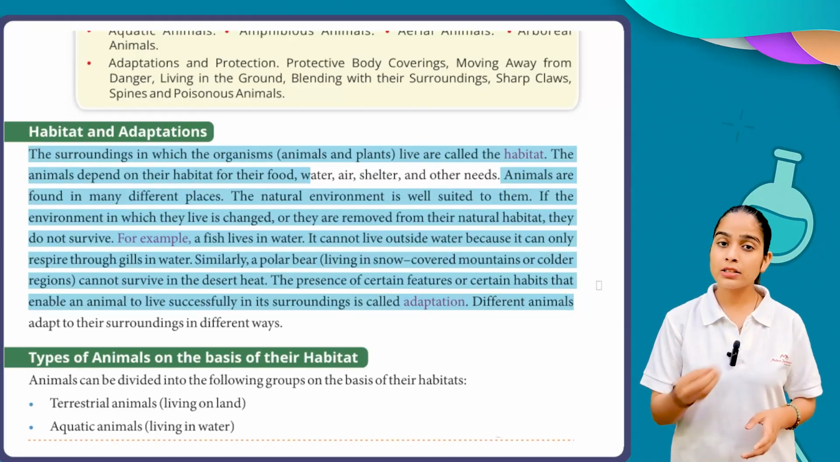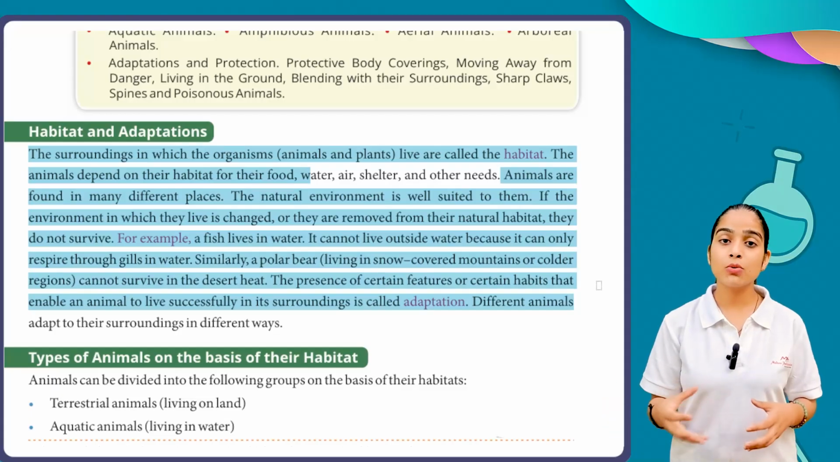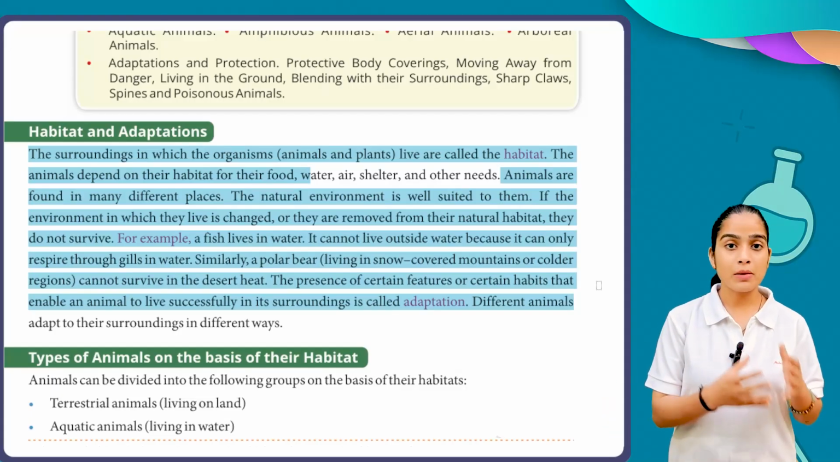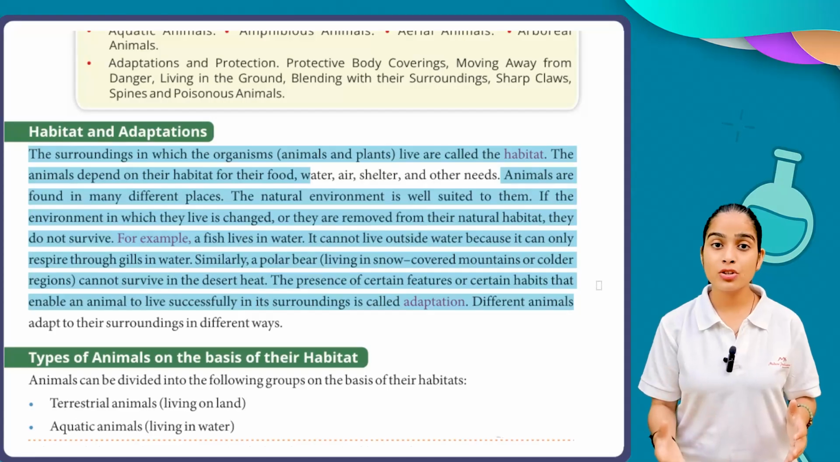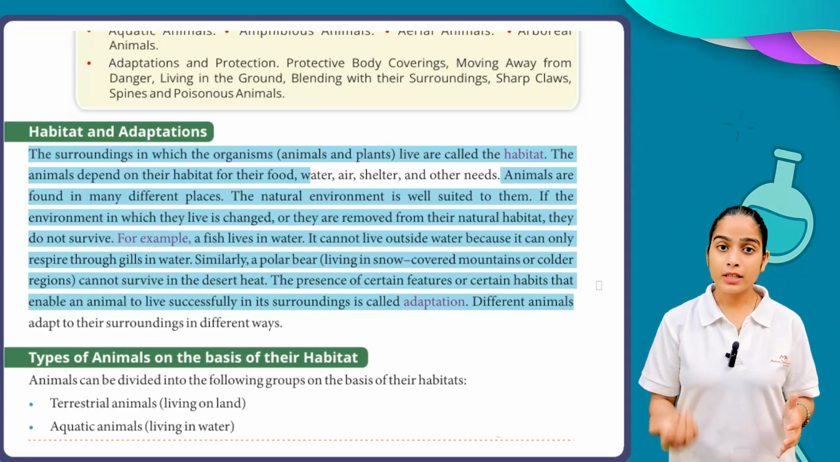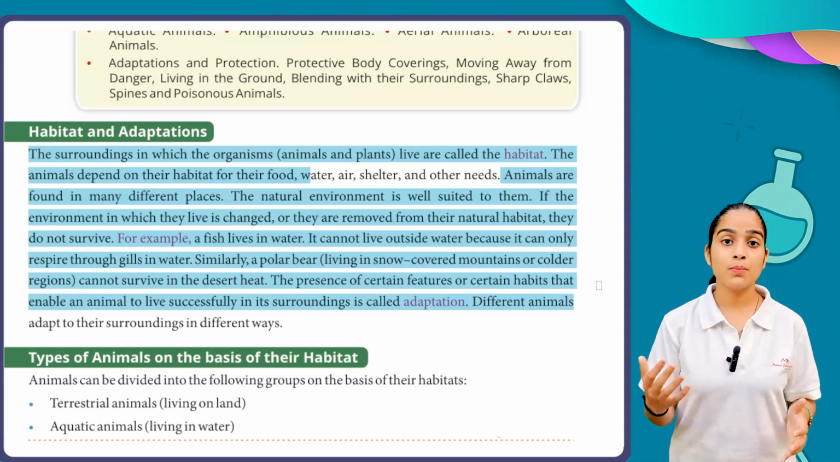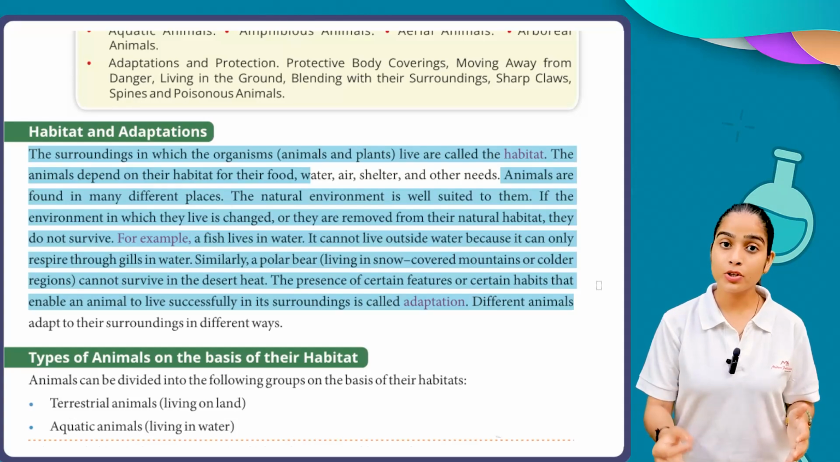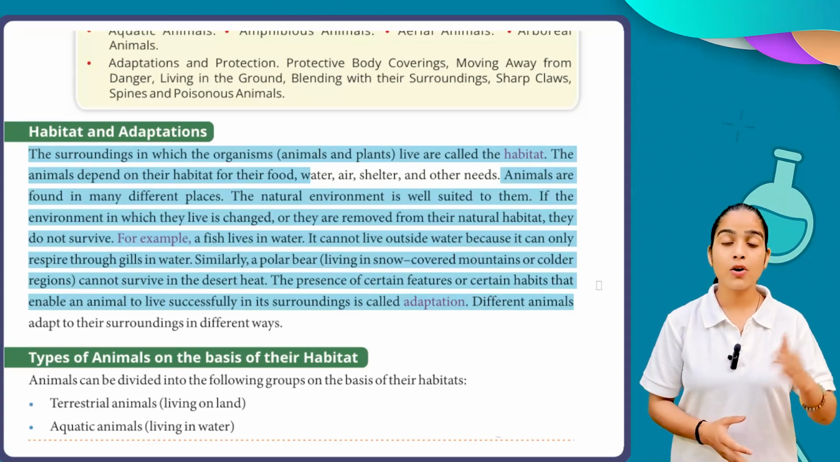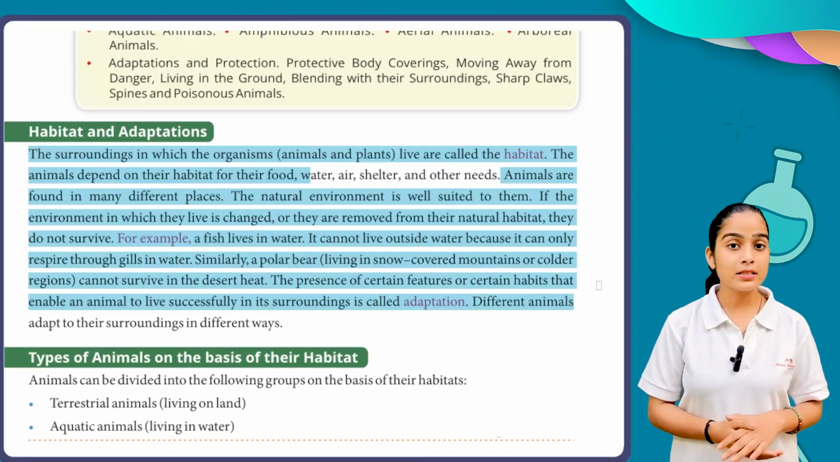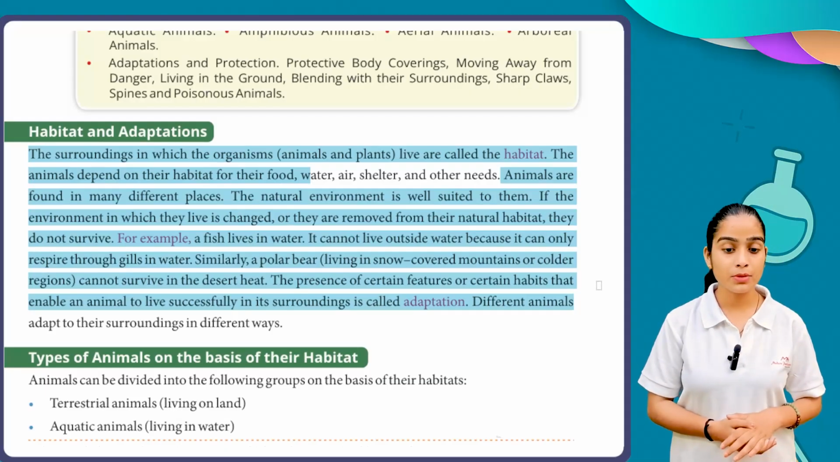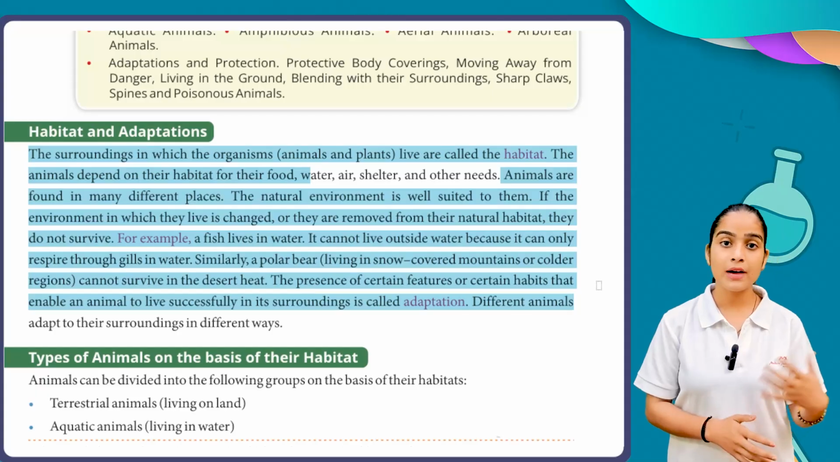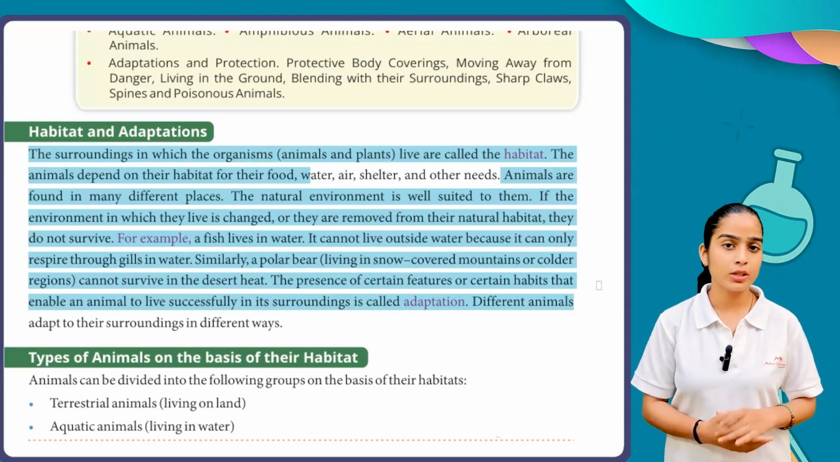Next, the different features we have for a particular habitat. For example, fish have features so that they can breathe only inside the water with the help of gills. That is referred to as adaptation. The features animals have according to their home are referred to as adaptations. So different animals have different adaptations according to their habitat.